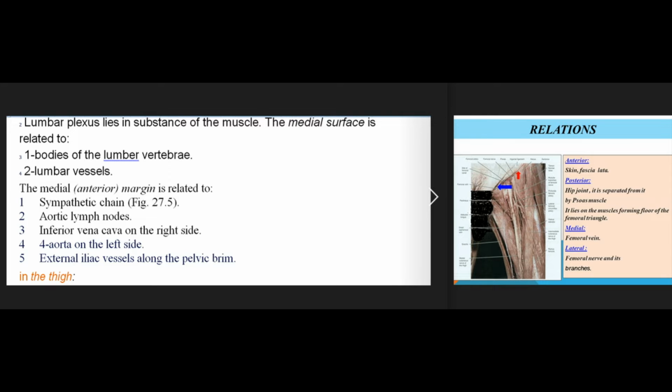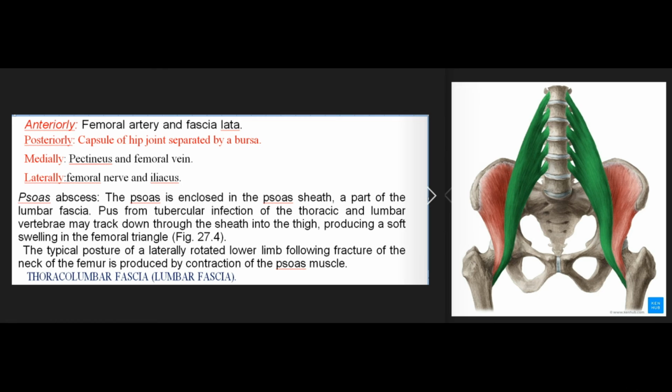In the thigh, anteriorly, femoral artery and fascia lata. Posteriorly, capsule of hip joint separated by a bursa. Medially, pectineus and femoral vein. Laterally, femoral nerve and iliacus.